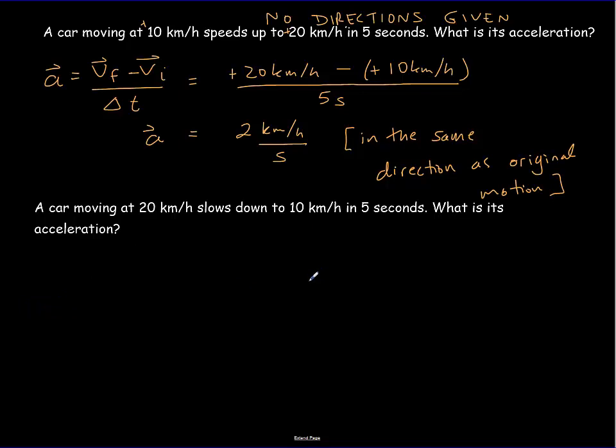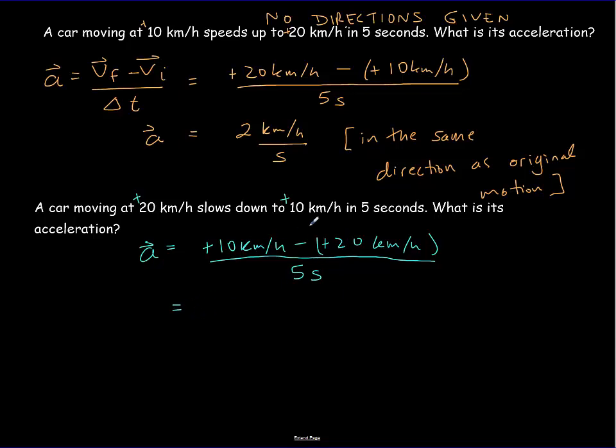So now let's look at this second problem here. Once again, no directions are given, so we'll assume that this initial direction is in the positive direction, and this would be in the same direction as well. So our acceleration would be given by the final speed, the plus 10 kilometers per hour, minus the plus 20 kilometers per hour. And once again, that's all done in a time of 5 seconds. So this time we're going to get a negative 10 minus 20 is negative 10 kilometers per hour in 5 seconds. So we get an acceleration of negative 2 kilometers per hour every second.